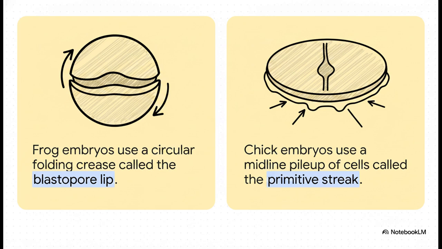A sea urchin, for example, just pushes its outer layer straight inward, kind of like poking a deflated ball. But the frog embryo, it uses a circular folding crease called the blastopore lip, rolling a sheet of cells inward over that edge. Meanwhile, the chick embryo, which is developing flat on top of that massive yolk we talked about, uses a midline pileup of cells called the primitive streak. Cells detach and migrate downward and sideways through this central crease. Different blueprints, but the exact same magnificent outcome.